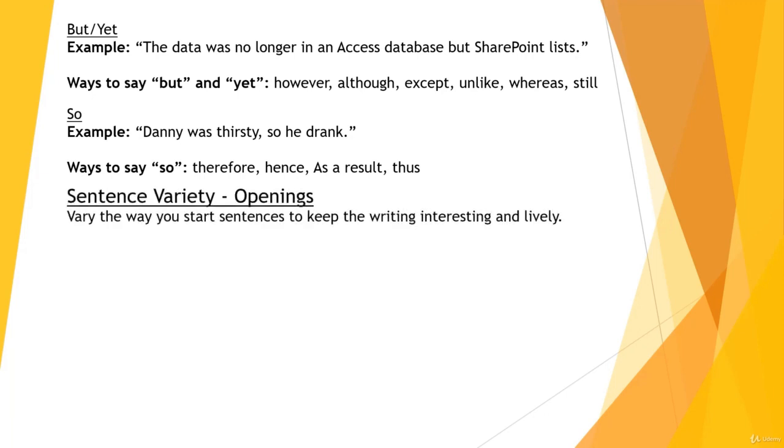Sentence variety openings. Vary the way you start sentences to keep the writing interesting and lively. Most of us learned how to write sentences using the following pattern: subject, verb, object. Thus, we expect to read sentences in this order. Using different sentence openers to delay the subject and/or verb of the main clause creates tension and draws interest. For sentence openers, here are some options.